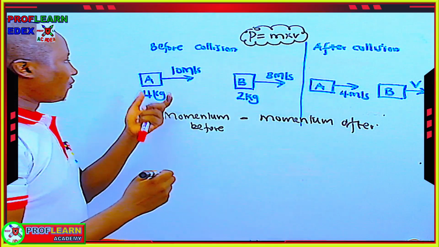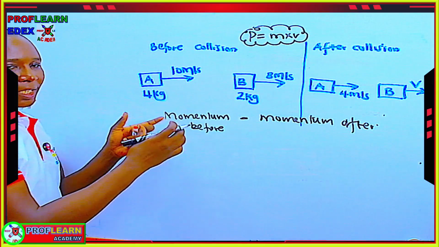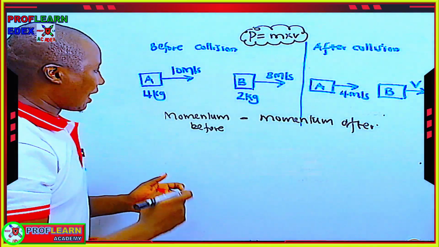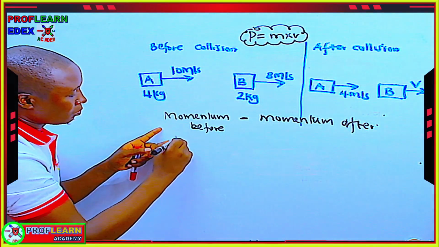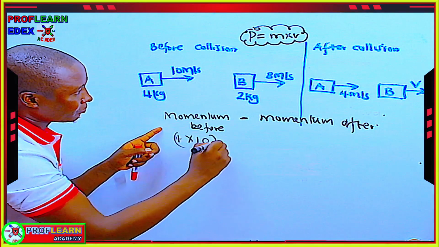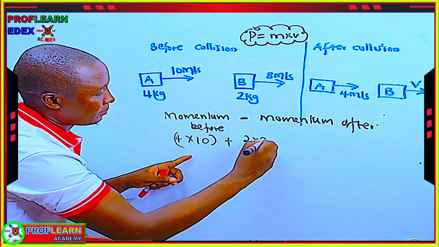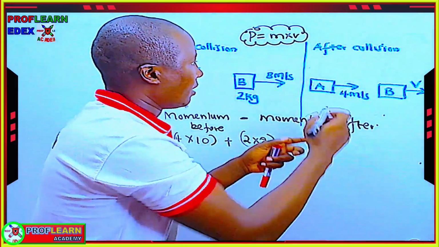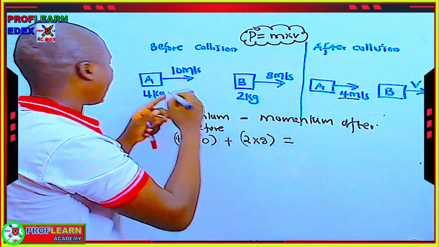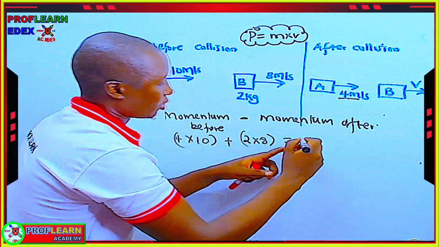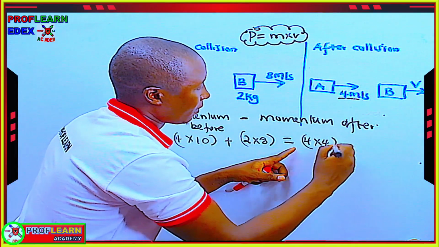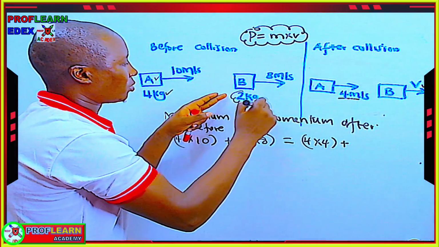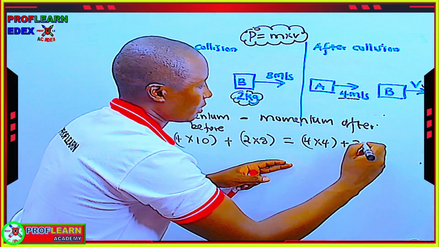In that case, if we want to find the momentum before collision, it will be the momentum of this object plus the momentum of this second object. And that is going to be, mass of this object will be 4 times 10 plus 2 times 8. It's going to be equal to, after collision, after they collided, this moved at 4 meters per second, but its mass was 4 kg. So that will be 4 times 4 plus, this moved at V meters per second, but its mass was 2 kg. So this is going to be 2 times V.